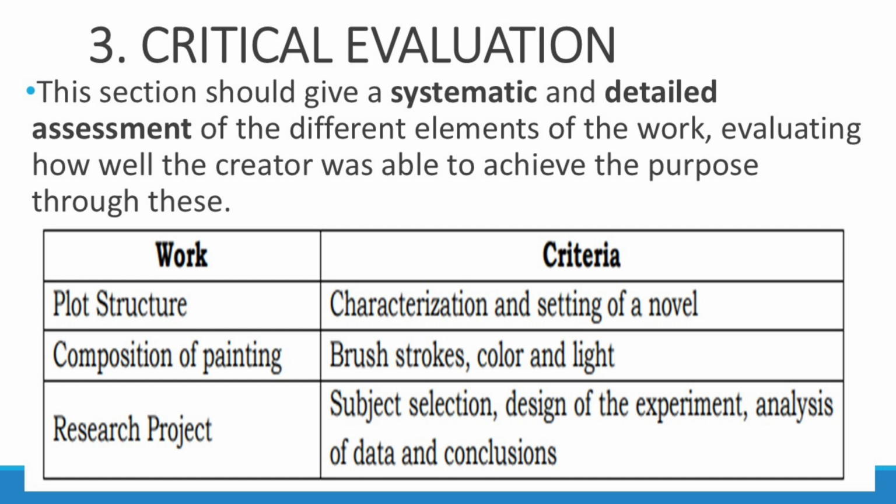This section should give a systematic and detailed assessment of the different elements of the work, evaluating how well the creator was able to achieve the purpose through this. So in critical evaluation, we have the specification for the work and for the criteria. For example, for plot structure, we have the criteria: characterization and setting of a novel. So in critical evaluation, we will have a systematic and detailed assessment of the characterization of each character and the setting of a novel.